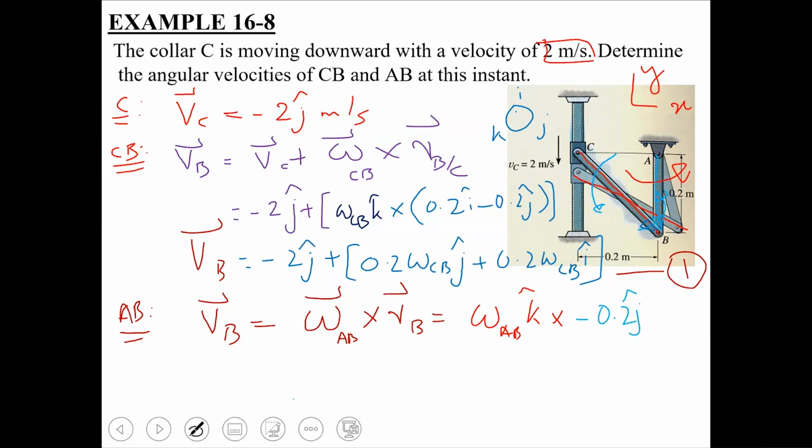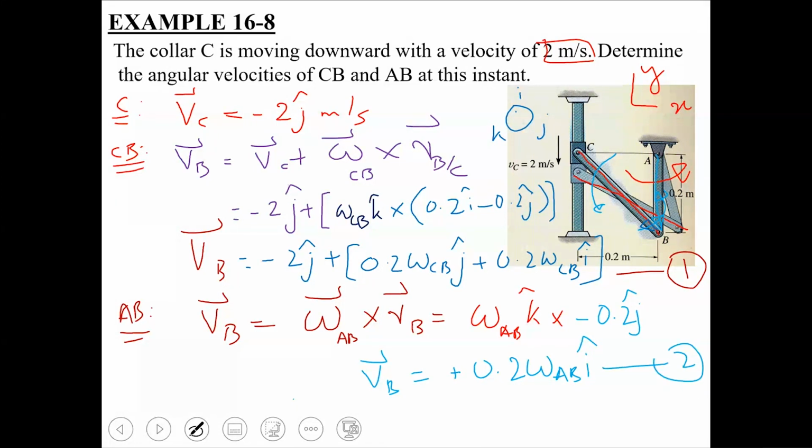And again, expanding this determinant, expanding this cross product, it is going to be minus 0.2 omega AB. And what about k cross j? Minus I. तो ये माइनस माइनस प्लस हो जाएगा और आपके पास ये I बच जाएगा. So let me call it as my equation number 2.